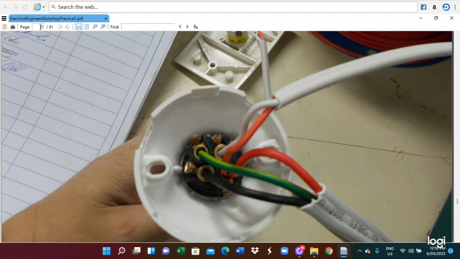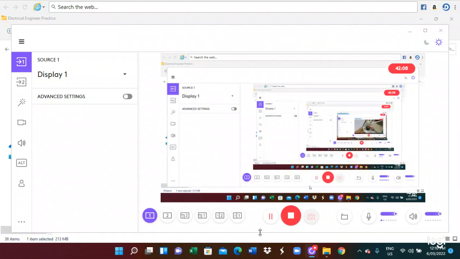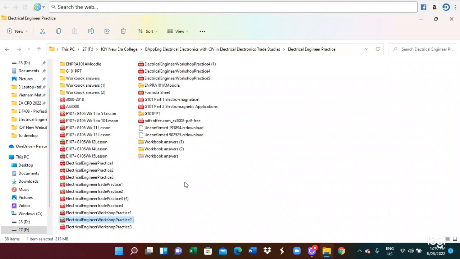And then we are talking about the electrical workshop practice too. This is the electrical workshop practice for the trade 1 students. The electrical trade practice we're talking about. Electrical engineer trade practice 1.